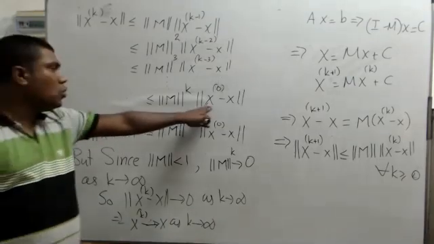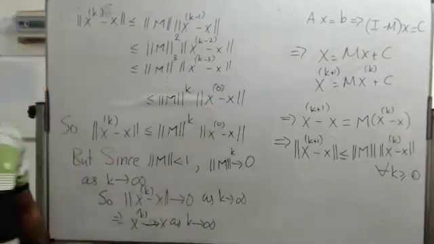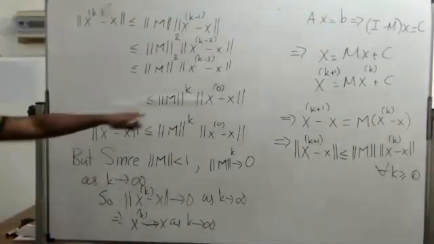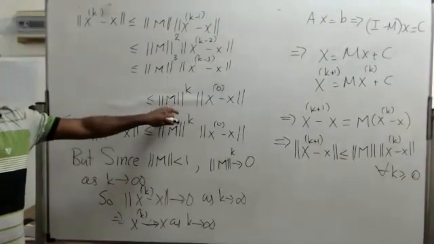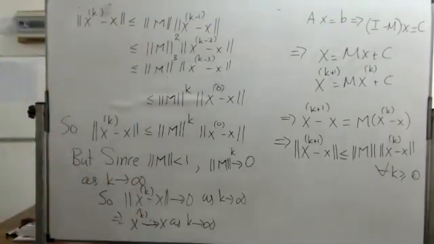Whatever value you choose for x_0, it does not interfere with the convergence, because the convergence is dominated by M to the power k. So eventually the sequence will converge irrespective of the initial value. So as long as the spectral radius of M is less than 1, we prove that the sequence converges.